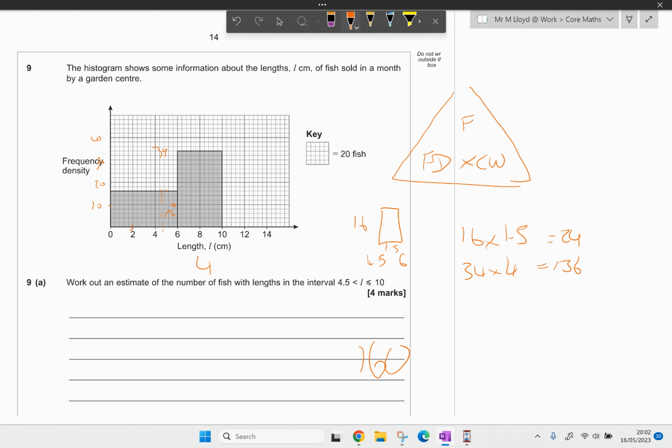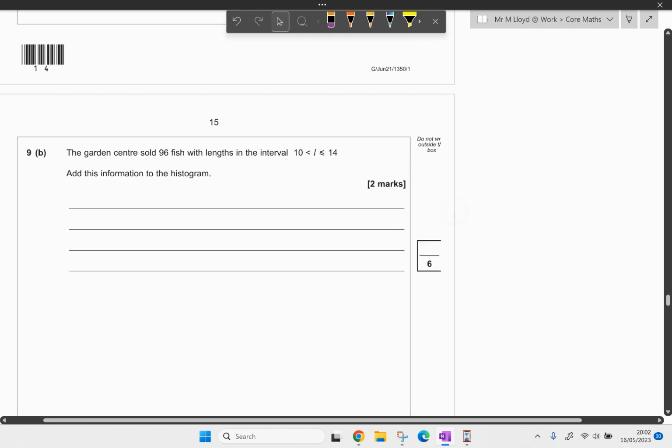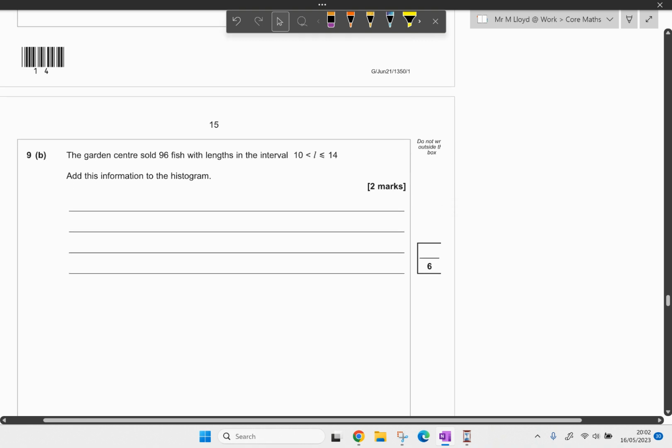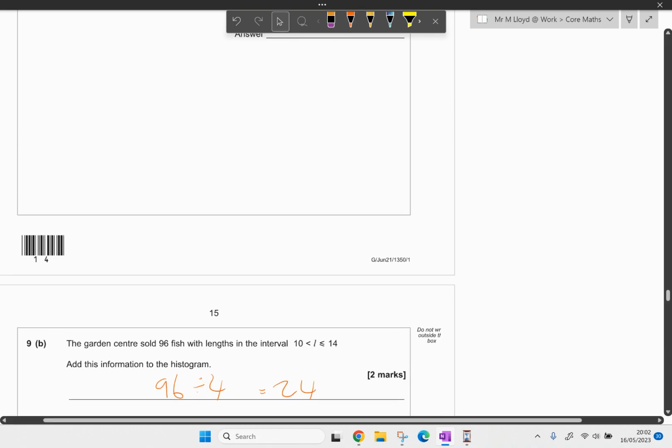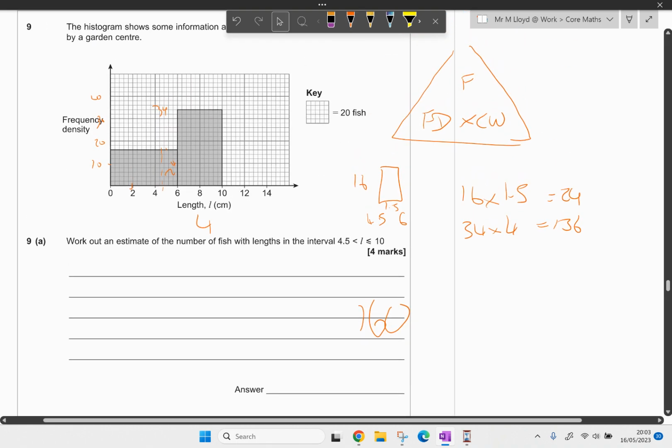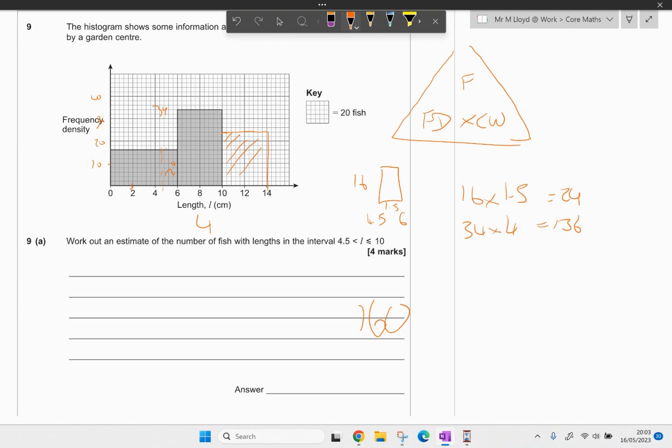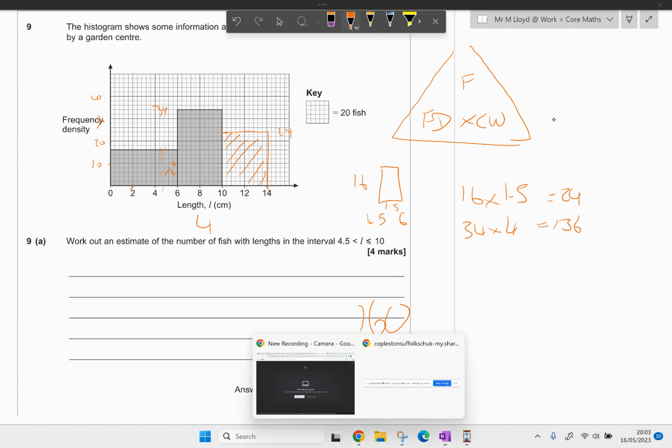Last bit, B. The garden centre sold 96 fish with lengths in the interval 10 to 14. So 96 divided by 4 gives us 24. So we need to have a height of 24 on the graph. So 20, 22, 24, of course. You will be much more accurate using a ruler and pencil. So there we go. That's got a height of 24. It's got the base of 4. 4 times 24 makes the 96. And that is our final bit of the graph.